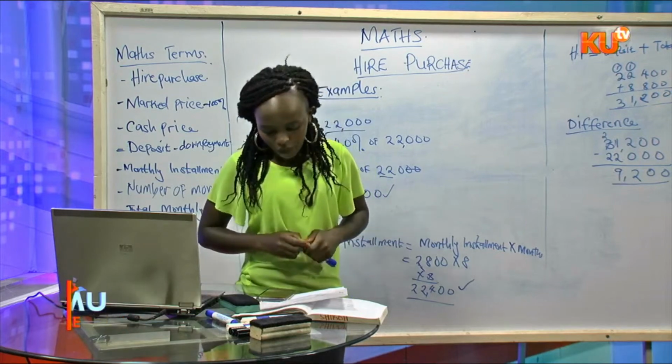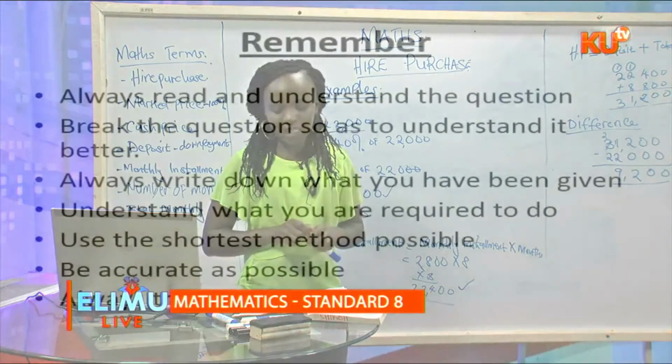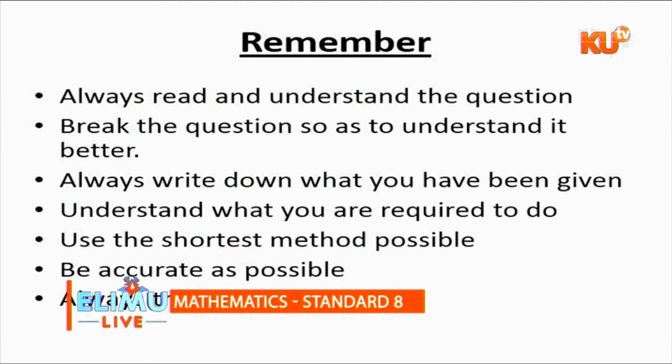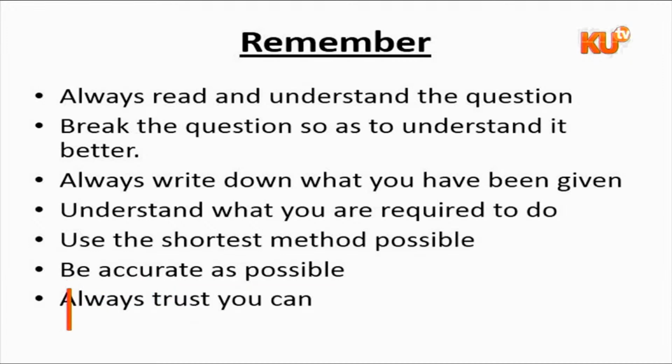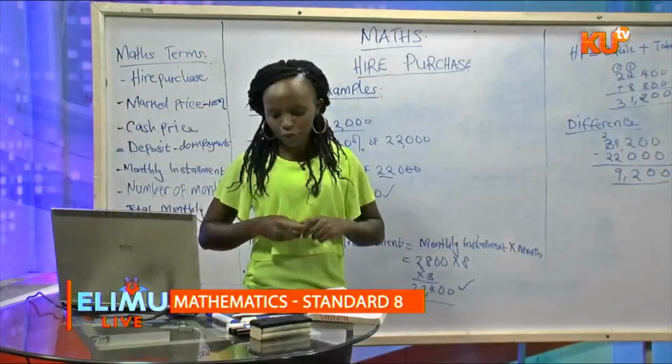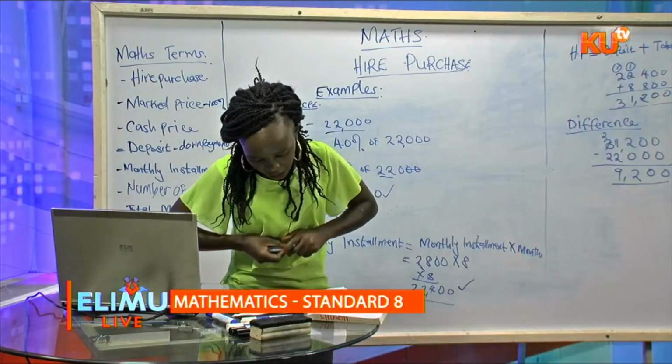And then, point number 5, use the shortest method possible. In primary school, we advocate, we advise, we use the shortest method possible. We don't have to struggle. You don't have to go a long way to get a simple answer. Use the shortest method possible.